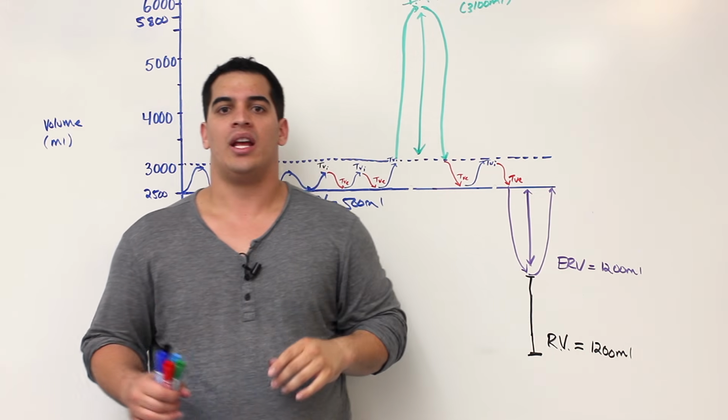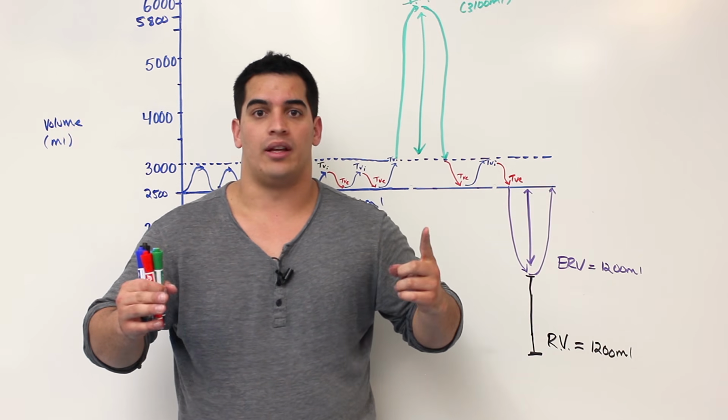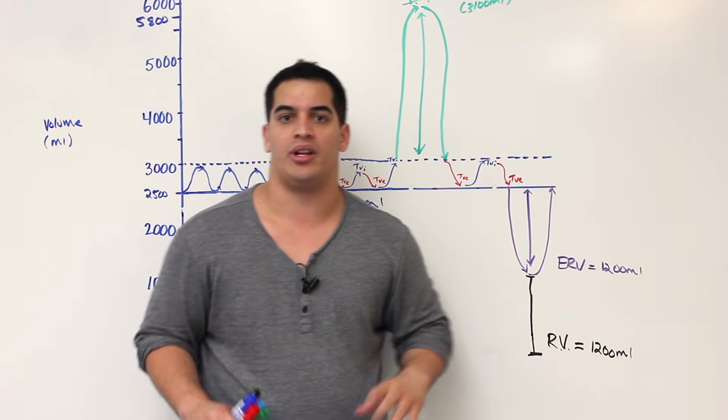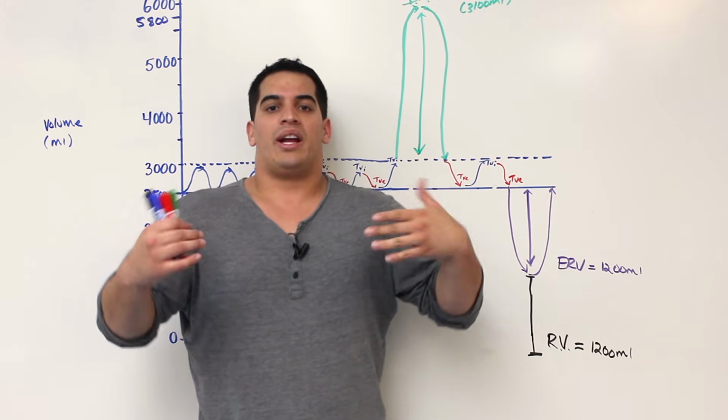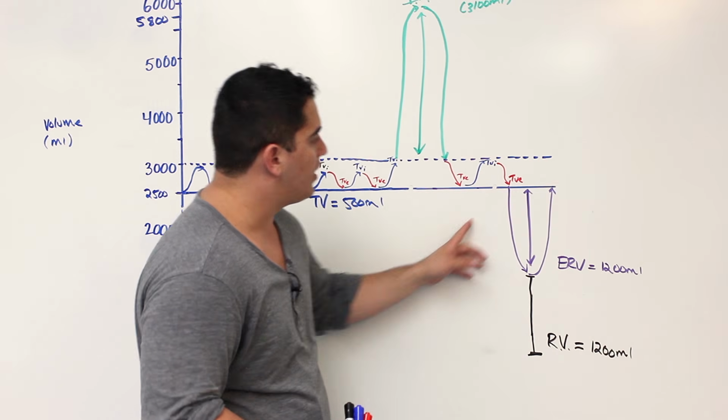How do we define that? It's the total volume of air that we're taking in forcefully beyond the tidal volume inhalation. So think about it like this: I'm breathing normally, and I bring in as much air as I can beyond that tidal volume inspiration. Okay?